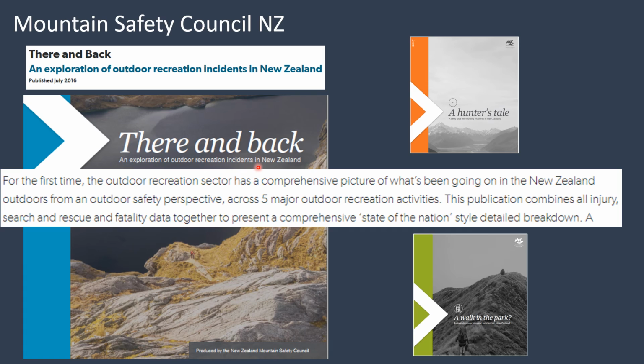And then from that, a couple of years later, they pulled out more specific and targeted learning for hunters. So there's a whole separate document here, a bit more in-depth research into incidents and fatalities with hunting, and then the same with tramping down here. So some really good documents to spend some time looking at, and all publicly available on the Mountain Safety Council website.